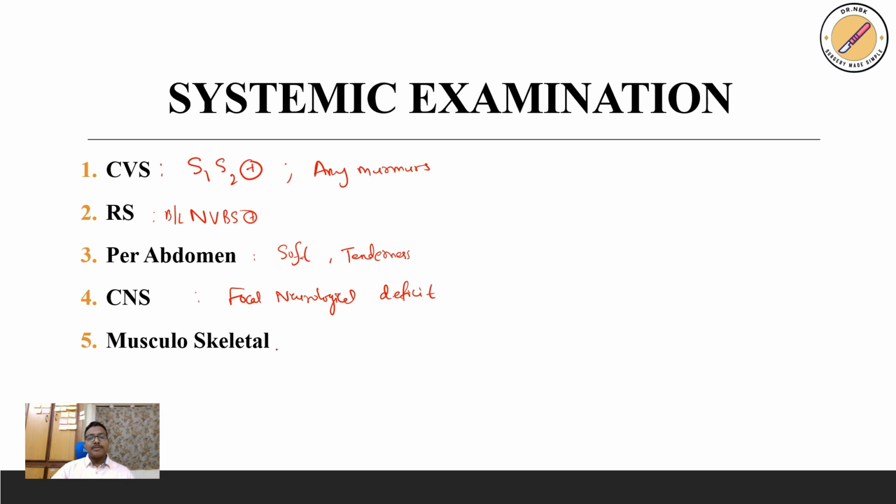Then musculoskeletal, it is more important in case of, let's say for example, thyroid swelling, breast lump, etc., in case of any malignancies. So to rule out mainly bony metastasis. Okay, so it is very important to check for the musculoskeletal examination, right?